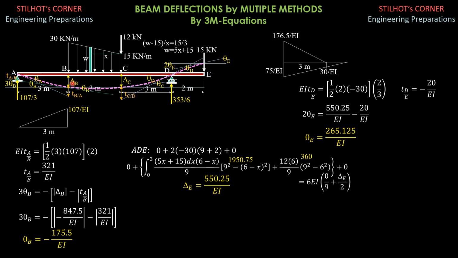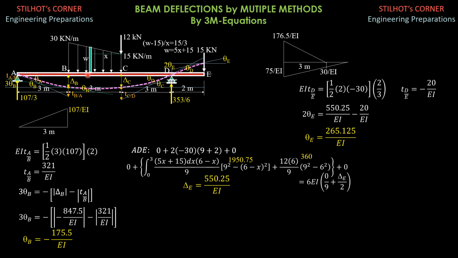But we just make this negative. So negative absolute value of delta B minus absolute value of deviation of A relative to B. So that is 3 theta B is equal to the negative of absolute value of delta B minus absolute value of deviation of A relative to B. And computing for theta B, it is negative 175.5 over EI.